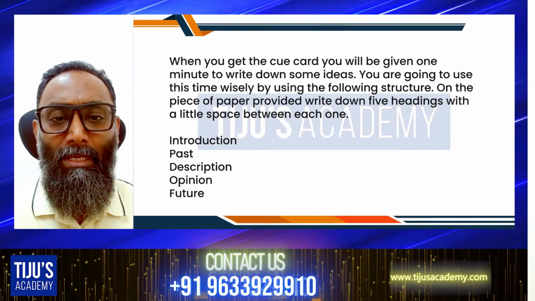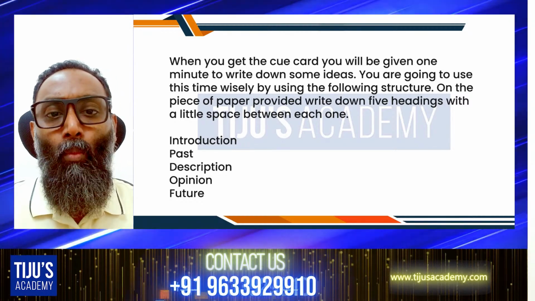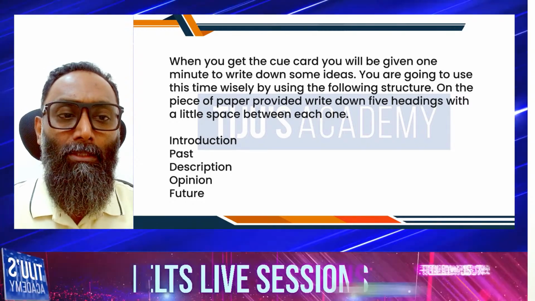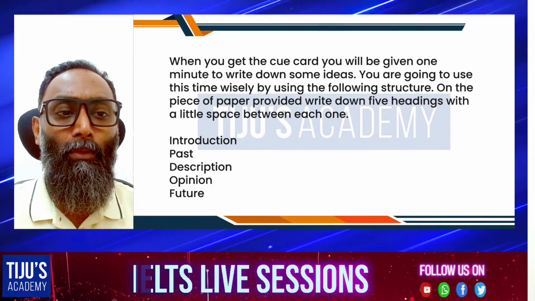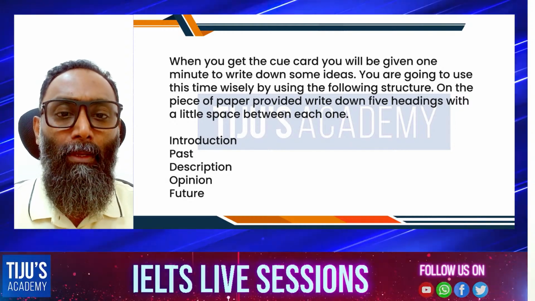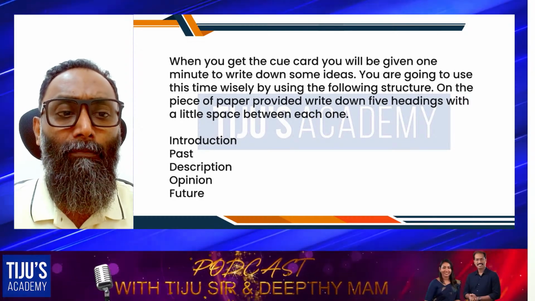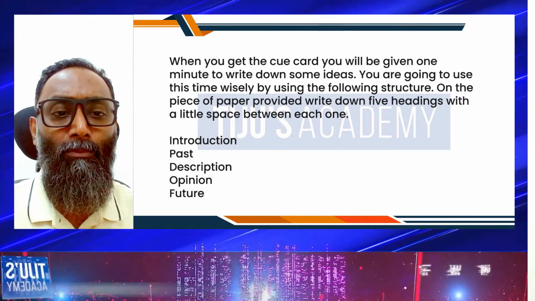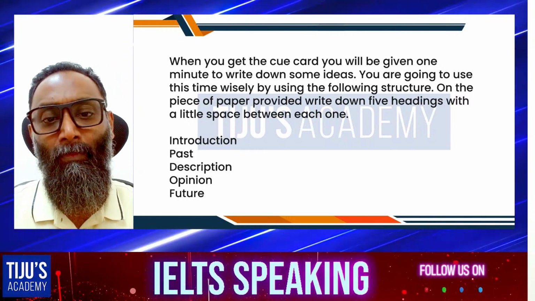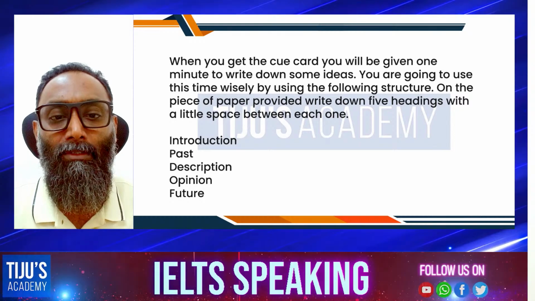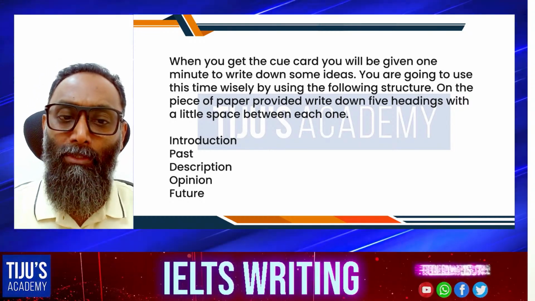So how does the strategy work? When you get the cue card, you will be given 1 minute to write down some ideas. Use this time wisely by following this structure. On the piece of paper provided, write down 5 headings with a little space between each one. The first one will be your introduction. You paraphrase the question and you start. Then it's the past, then you have your description.